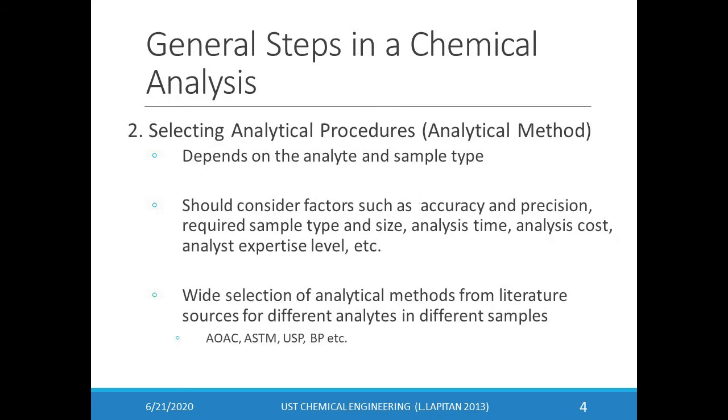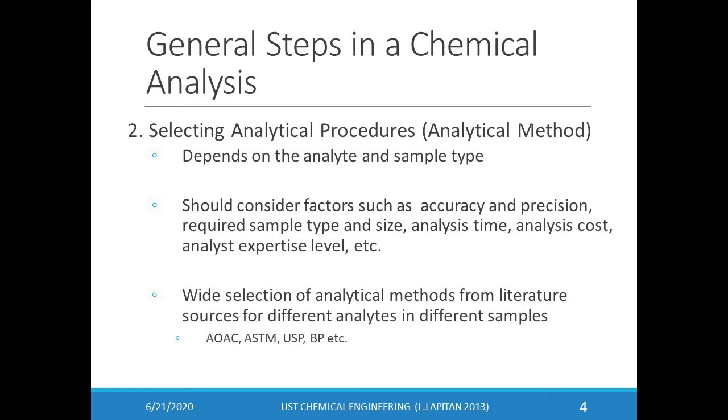The second step in all quantitative analysis is the selection of a method. The choice is sometimes difficult and requires experience. Selecting the analytical procedure depends on the analyte and sample type. The complexity of the sample and the number of components in a sample always influence the choice of the method. The analyst should consider factors such as the accuracy and precision of the method, the required sample type and size, the analysis time, the analysis cost of the method, and the analysis expertise level.